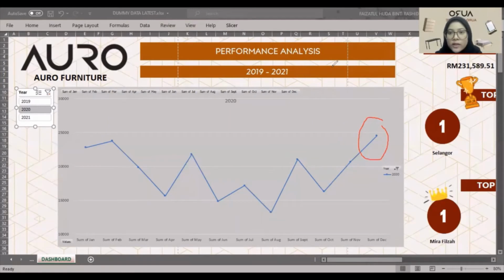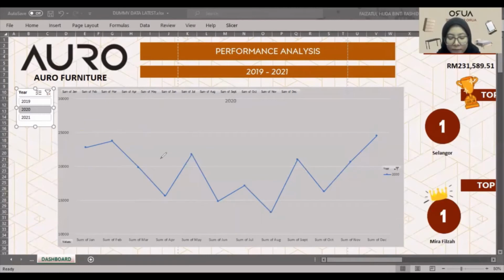However, for the year 2020, the sales trend continued to increase until the early two months, which is January and February, because the company had a new promotion, which is a clearance stock sale throughout the early two months.